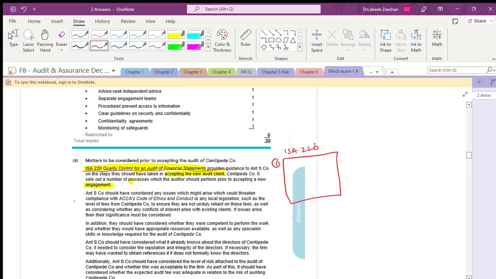Point number 2. They should have considered issues. What issues do we have to consider? Ethics and conduct. Code of ethics. We have principles. Now tell me, what are the principles?